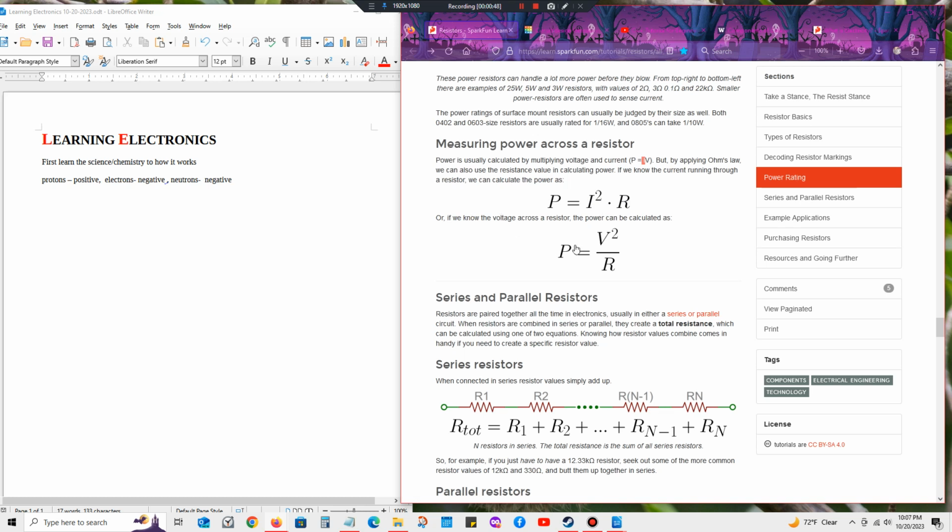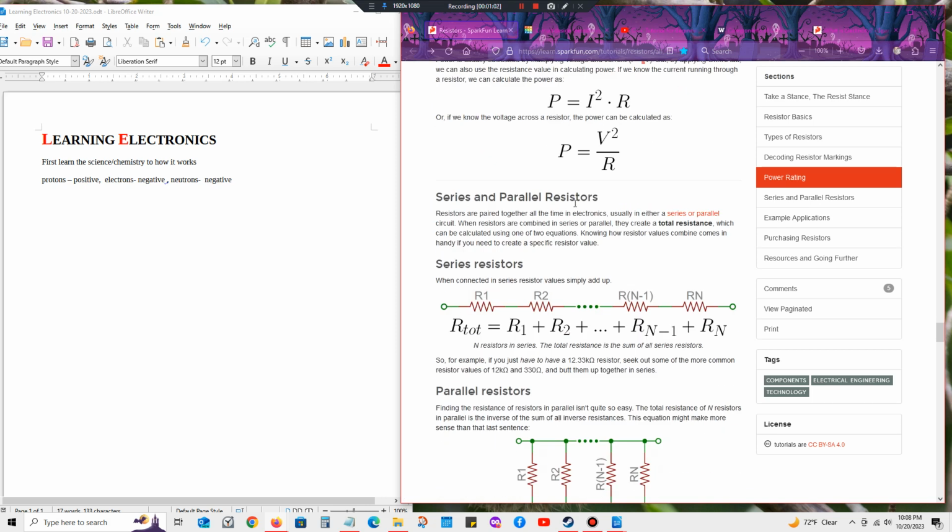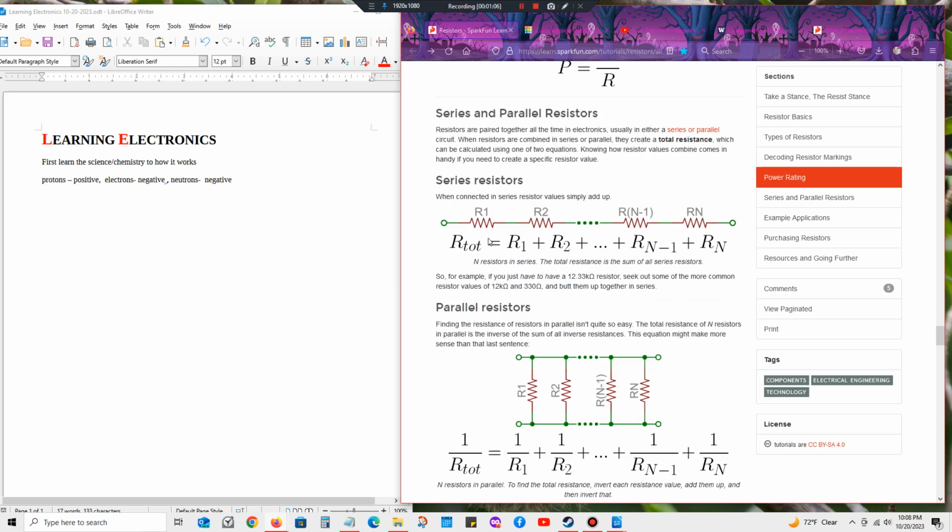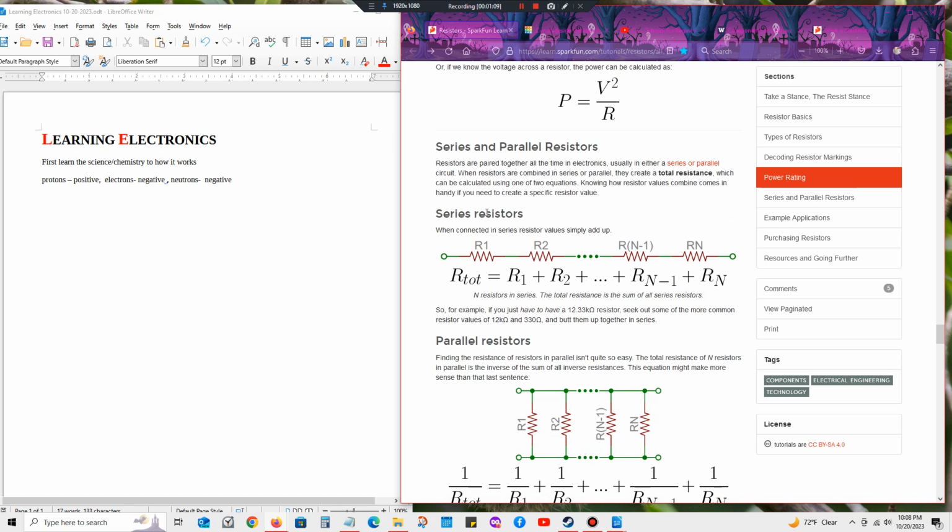But if you know the voltage across a resistor, the power can be calculated as P equals V to the power 2 divided by the resistance. You have series and parallel resistors, and then you have this thing called capacitance, which there's math for that too. Resistors are paired together all the time in electronics, usually in a series or parallel circuit.